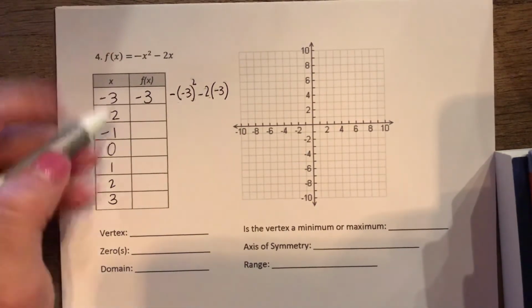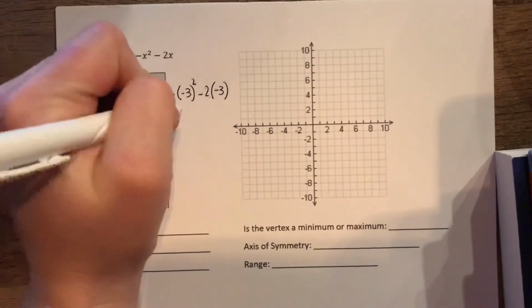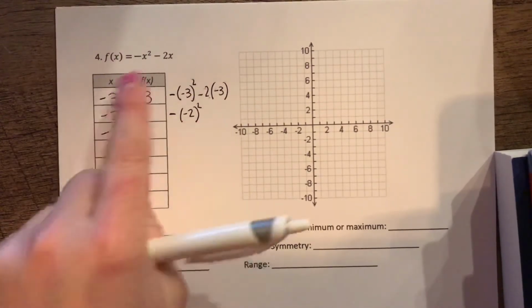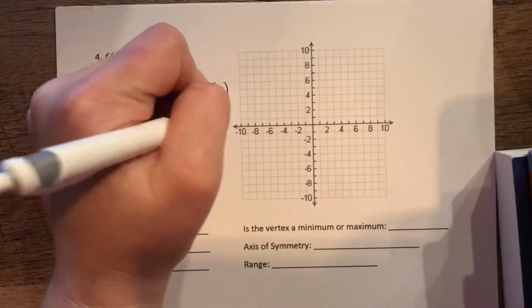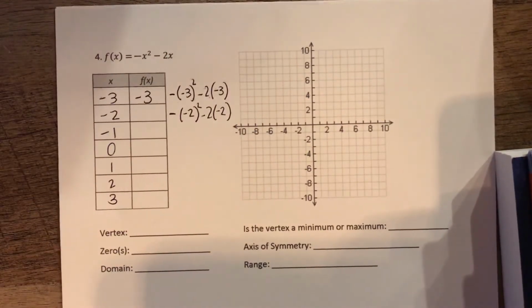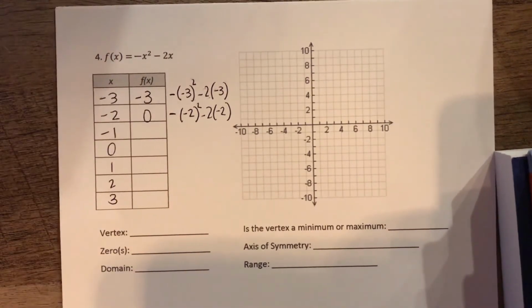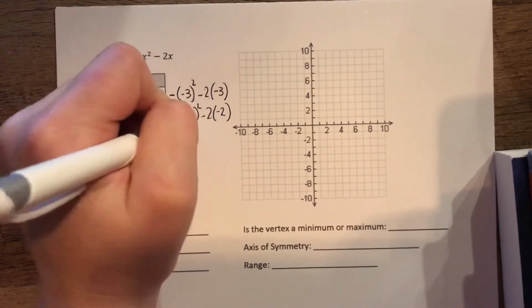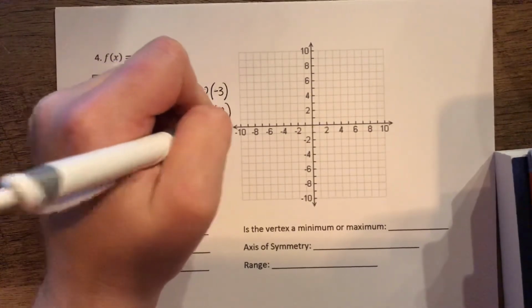Moving on, if I plugged in a -2, again, there's a negative out front that I must include. Then in parentheses, I'll put the -2 to square because this is just being plugged in for x, -2 times in parentheses -2. When I plug this into my calculator accurately, I should get 0 as an answer. Next, with -1, I put a negative, parenthesis, -1 squared, -2, parenthesis, -1.